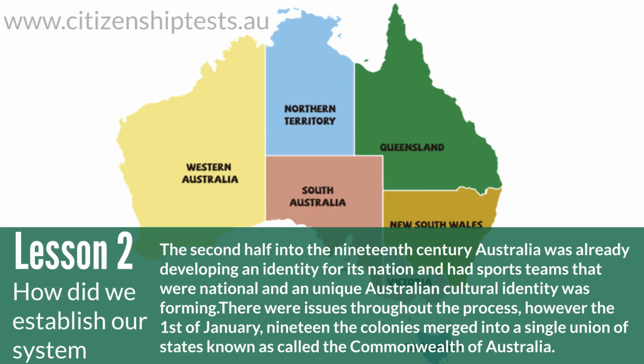In the second half of the 19th century, Australia was already developing an identity for its nation and had sports teams that were national, and a unique Australian cultural identity was forming. There were issues throughout the process.